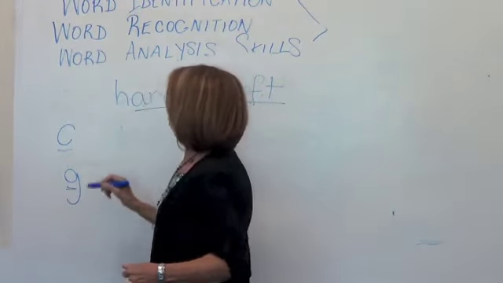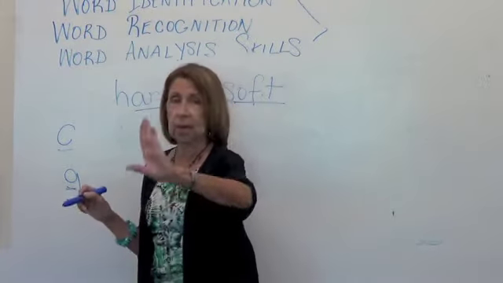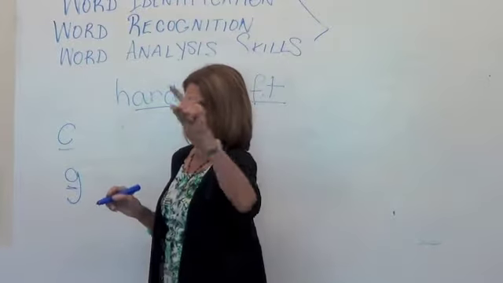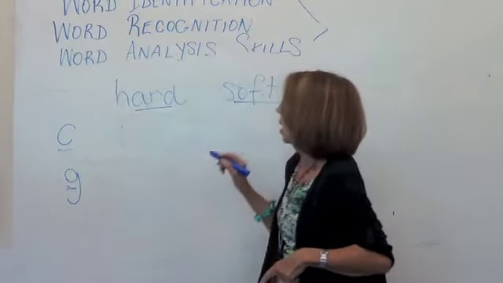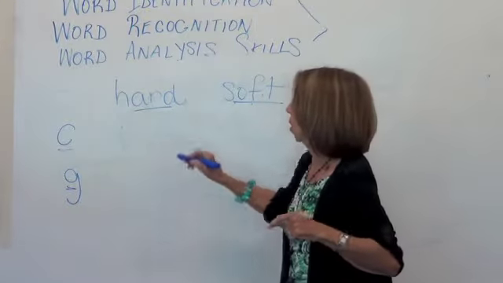And G, again, is a grapheme, it's a letter. Whenever we talk about letters, remember they're graphemes. They're a written representation of the sounds. So now we talk about sound, the different sounds of C and G. So we call them hard and soft.